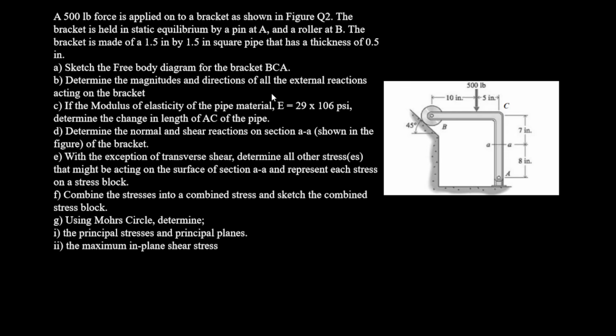E. With the exception of the transverse shear, determine all stresses that might be acting on the surface of the section AA and represent each stress on a stress block. F. Combine the stresses into a combined stress and sketch the stress block. Then, using Mohr's circle, determine the principal stresses, principal planes and maximum in-plane shear stress. Basically sigma 1, sigma 2, and then tau max and theta p. That's what they're asking you to find. So let's go through the question quickly, and I hope by the end you'll be able to understand.